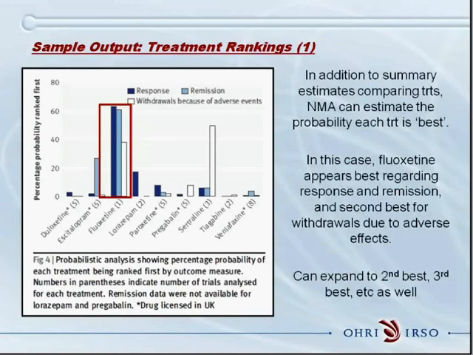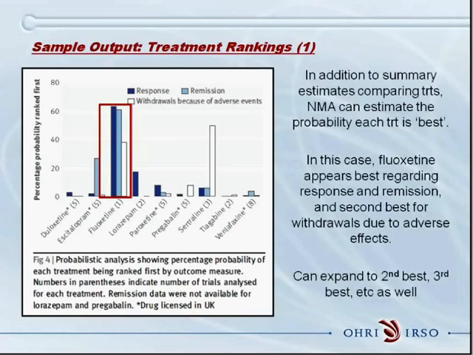If we look at the y-axis, it's labeled as the probability each treatment is ranked first. So what these seem to be telling us in this case is that for response, fluoxetine has about a 60% chance of being the best. The same for remission, and then it appears to be second best when we look at withdrawals. So you might think, okay, if I'm considering all of the outcomes, this one seems to be advantageous on several fronts based on the data that I'm looking at.